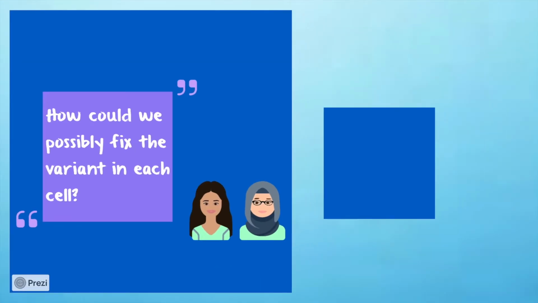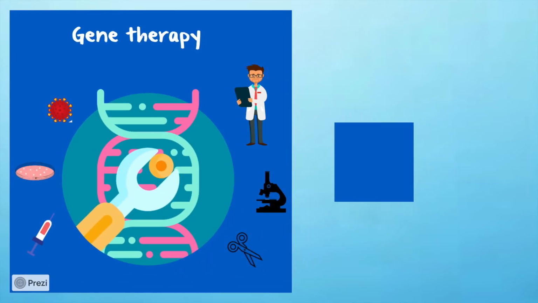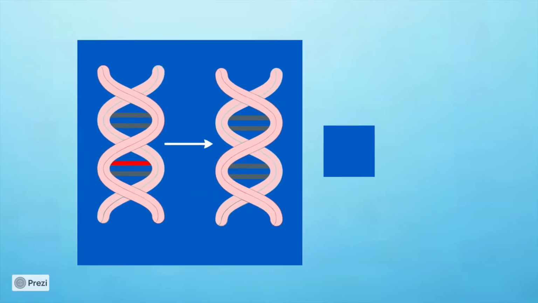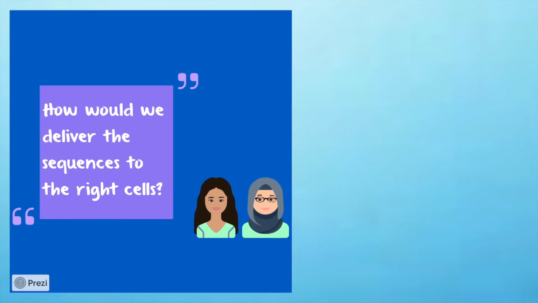This is where gene therapy comes in. Gene therapy is a type of treatment that involves going into your body and making changes to your genes to fix the mistakes in your DNA sequence. There are several different ways to do this. A very straightforward approach might be to replace the incorrect sequence with a correct copy. The first question that arises through this, though, is how would we deliver the sequences to the right cells? A solution to this, it turns out, is in using viruses.